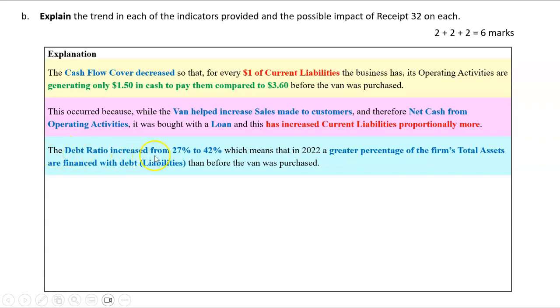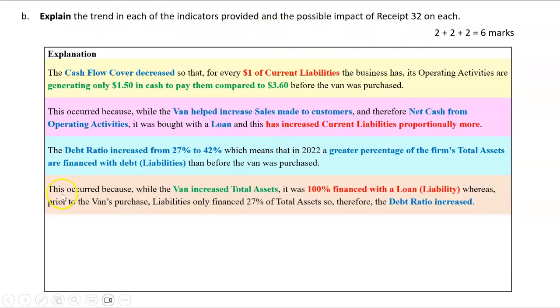I went with the debt ratio increase from 27% to 42%. Explain that trend. This means that in 2022, a greater percentage of the firm's total assets are financed with debt or liabilities than before the van was purchased. So we've done that bit, explain the trend. Now explain the impact of buying the van in receipt 32. And I said this occurred because while the van increased total assets, it was 100% financed with a loan or a liability. Whereas prior to the van's purchase, liabilities only financed 27% of total assets. So therefore, the debt ratio increased.